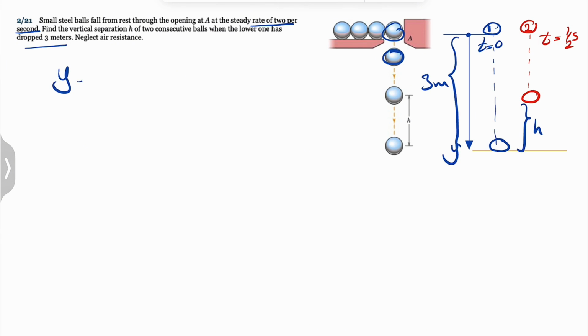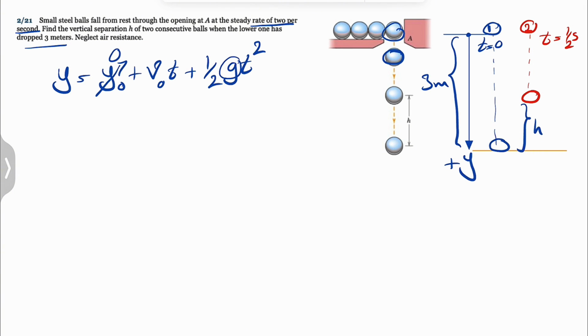We're going to start with our formula: y is equal to y0 plus initial velocity times t plus 1/2 g t squared. And this g is going to be positive because we called our y-axis downward, so this shows the positive direction of y. That's why we don't have any negative in this formula. And y0 is going to be 0 because that's our origin.